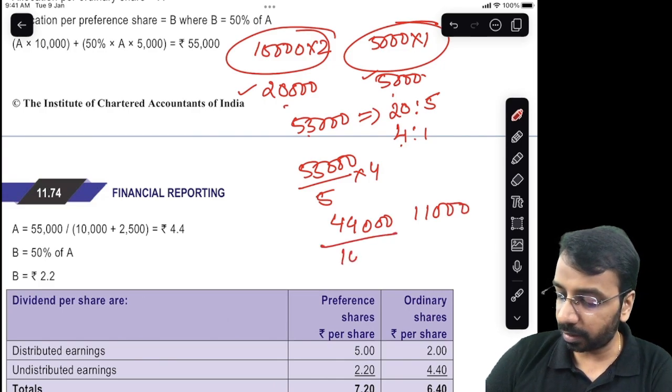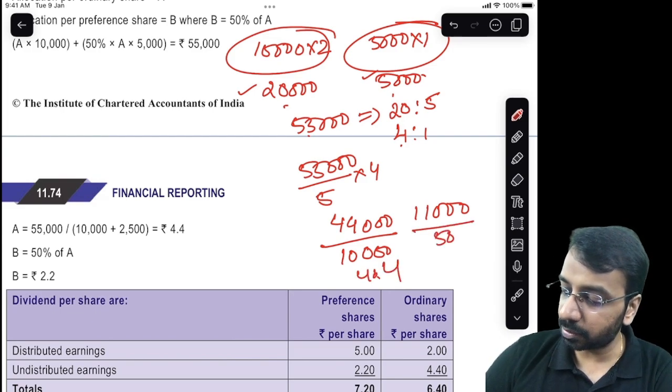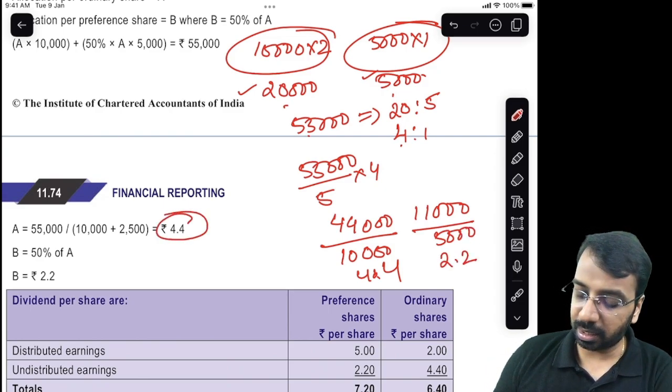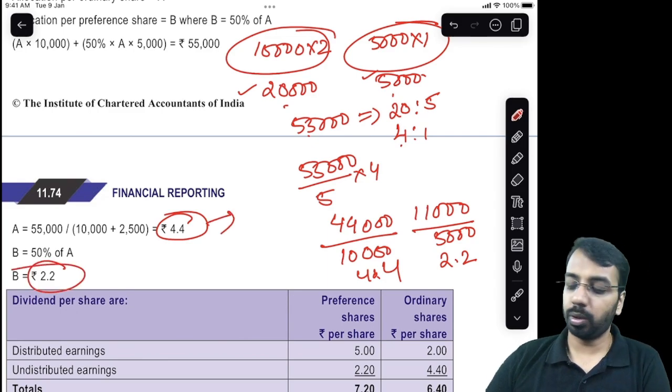44,000, and you have how many shares? 10,000 of them. So this is 4.4. And 11,000, you have 5,000 shares. This is 2.2. So ordinary shares get an addition of 4.4 and preference shares get an addition of 2.2. That is one way to solve.